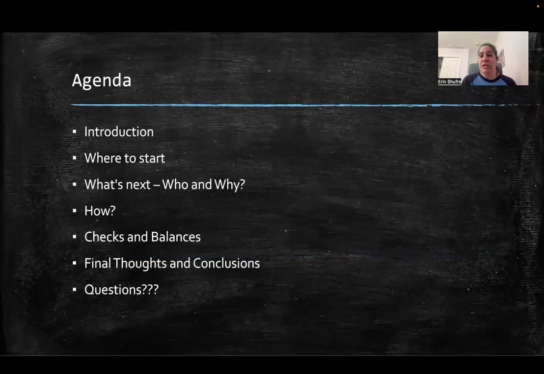So first we'll go over an introduction. What is qualitative research and why do we want to evaluate it? Then we'll talk about how to start. What's the first thing we do when we're evaluating and validating qualitative research? We'll talk about the who and the why. We'll talk about the how. We'll talk about the checks and balances. We'll do some final thoughts and conclusions, and then I'll make sure you have an opportunity for questions at the end.